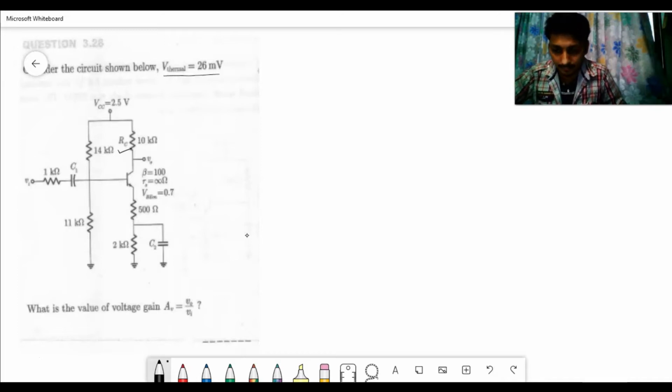RC is given. The two resistors are the emitter resistors, RE1 and here it is RE2. You can mark any resistor, but this is the emitter, so I am marking it RE1 and RE2. Beta is given as 100. R0 is given as infinity ohms, and VBE on is 0.7 volt.